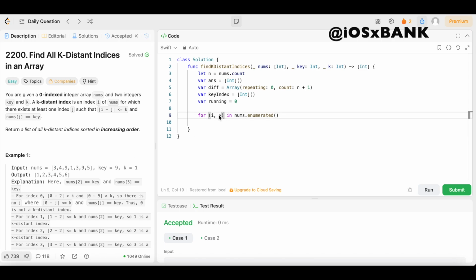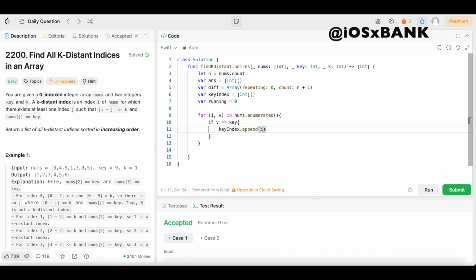0 for the index and 3 for the value. That's what enumerated does. Then we open up the brackets and say if v equals key, which is what we're looking for. We want the value to be equal to the key. Then we say keyIndex.append(i). So we're going to append that index, not the value, because remember, with this requirement, we're subtracting the indexes, not the values.